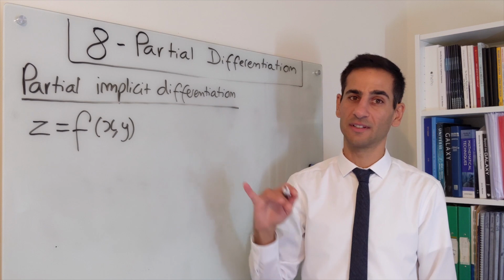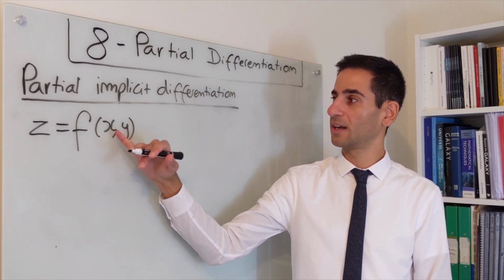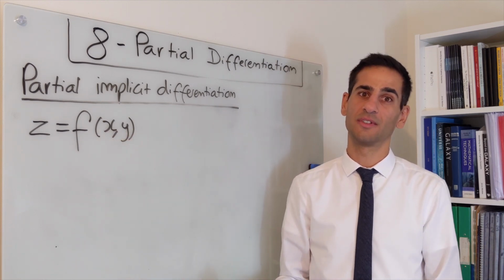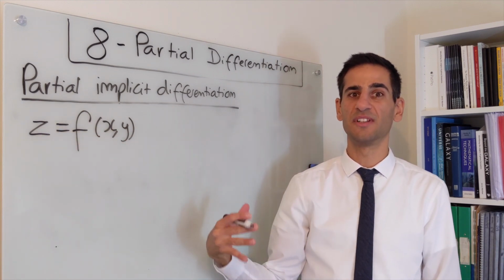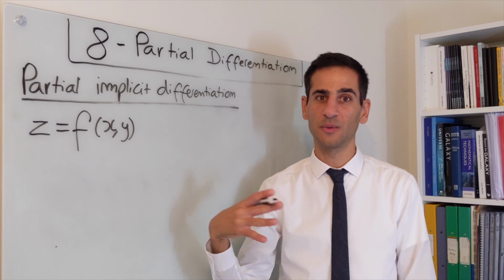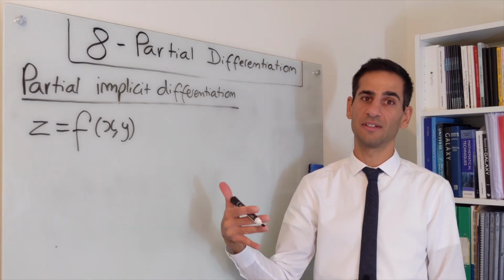From now on, it will be even more important to read the question in detail, because for partial implicit differentiation, both y and x are variables, and it's z that is a function of x and y. It means you're doing the same as you were doing before for implicit differentiation.